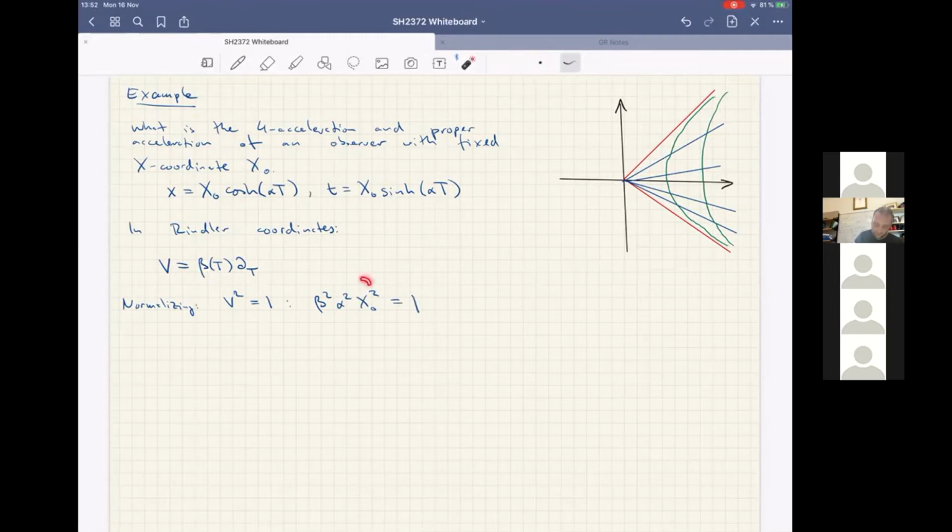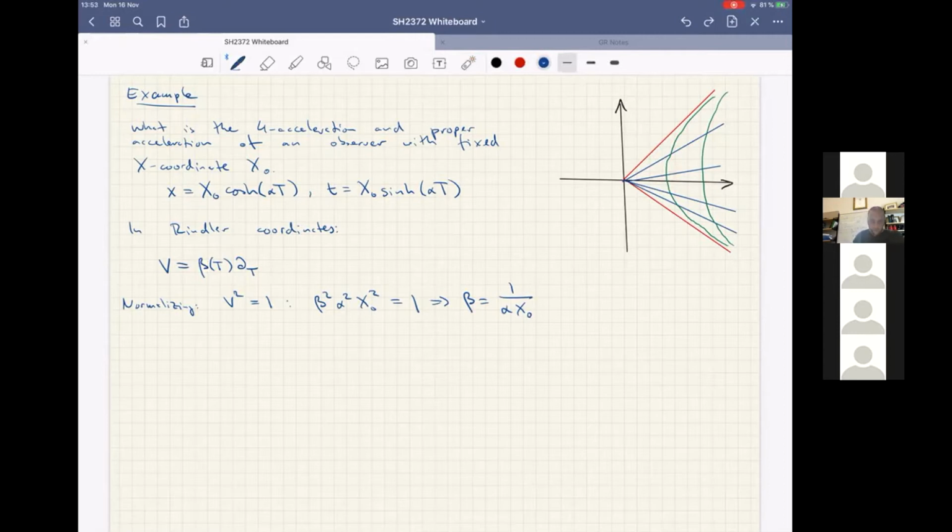If you remember this alpha squared x0 squared, that comes from the metric. So v squared is equal to this, where beta here is the time component of v. So this means then that beta is 1 divided by alpha x0. So I choose beta positive such that I go in this direction here along these lines. Choosing beta negative would be that I go in the opposite direction.